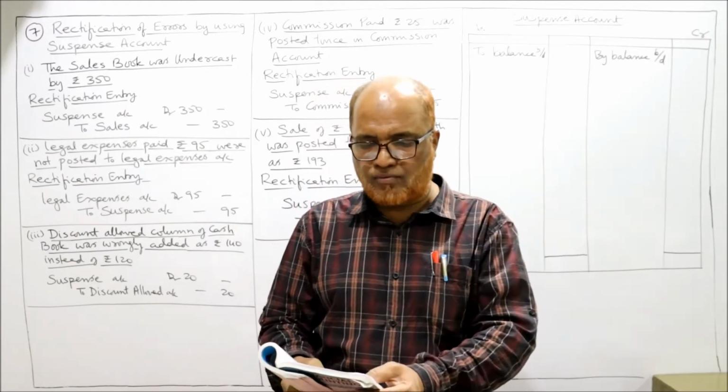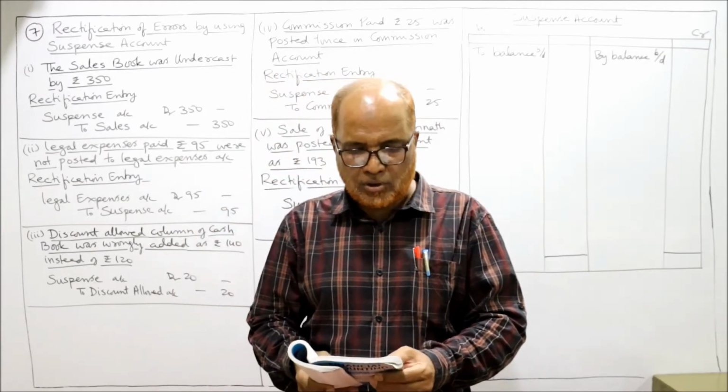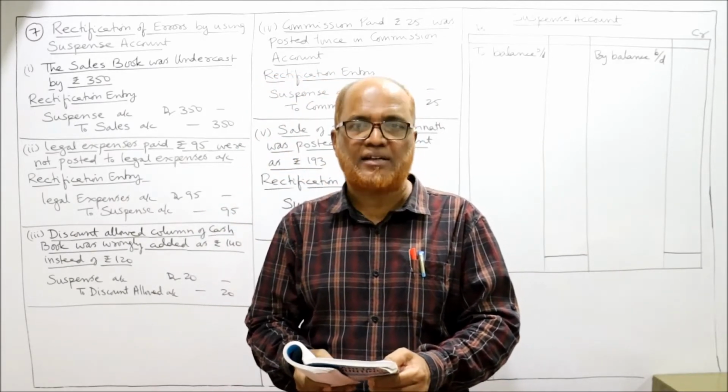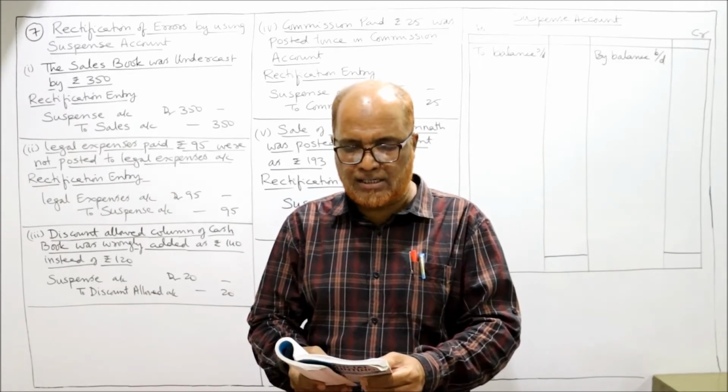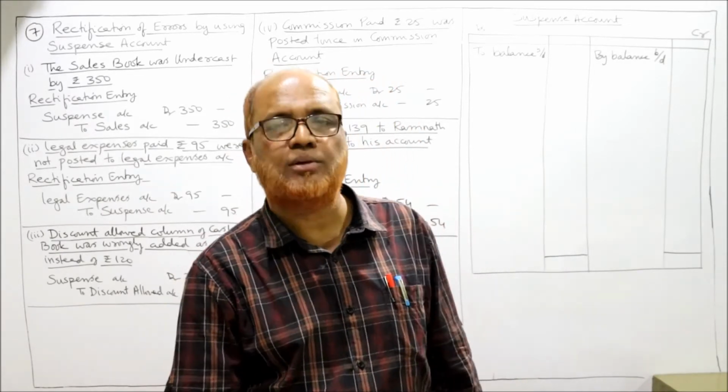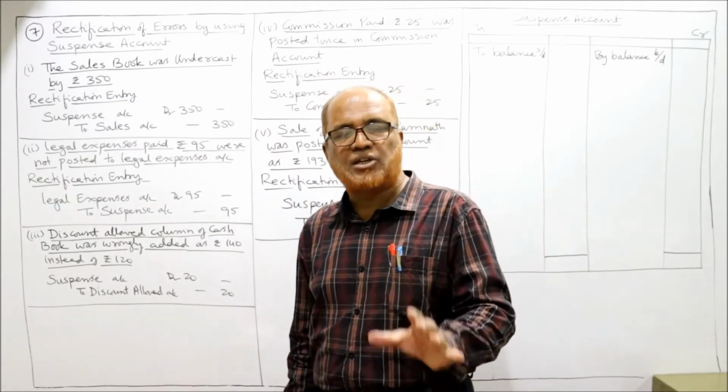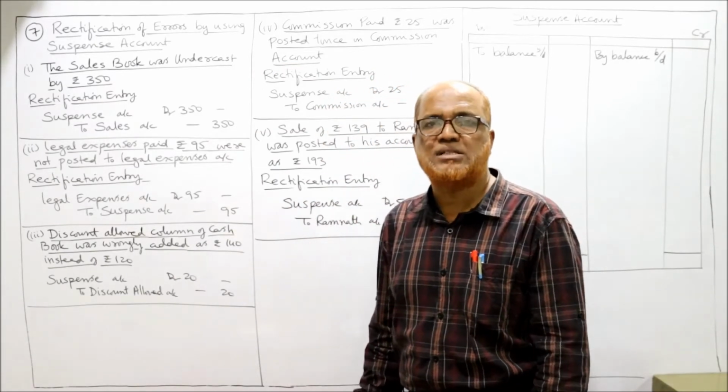The following errors were located. So error 1, 2, 3, 4, 5. 5 errors are given. Give rectification entries and prepare suspense account. So we have to pass the rectification entries and ultimately we have to prepare the suspense account.